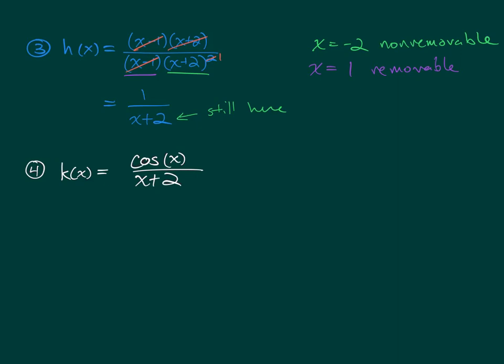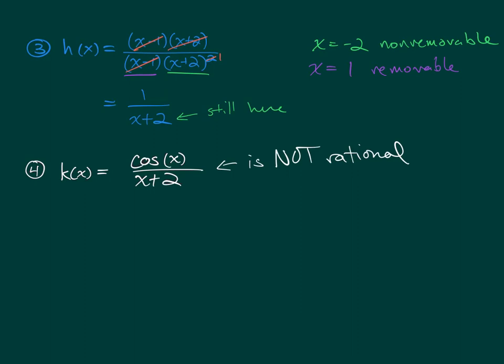In example 4, we have a function k of x equals cosine of x over x plus 2. Now, one thing that you should keep in mind when looking at this is that this function is not a rational function. And that is because there is a cosine in the numerator and not a polynomial. Because this function is not a rational function, you will have to go through and use limits to show whether or not a discontinuity is removable or non-removable.